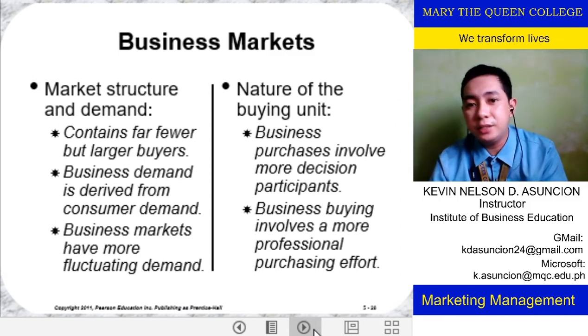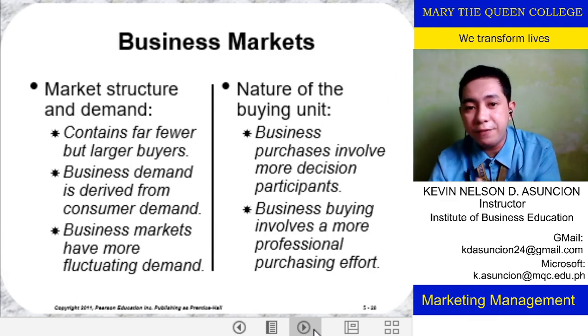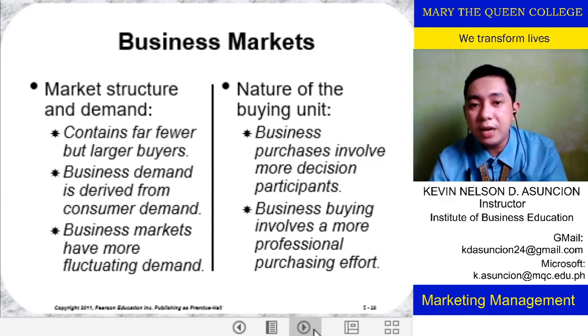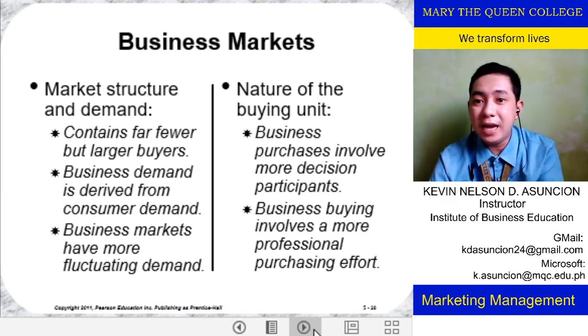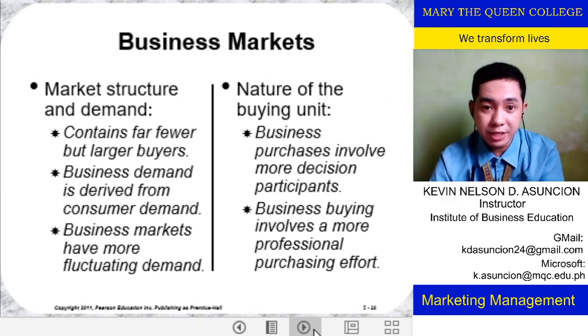This business market contains far fewer but larger buyers, no? Konti sila pero maraming binibili. Business demand is derived from the consumer demand. Of course, galing sila sa tao. No, kasi binubuo ng tao yung business.